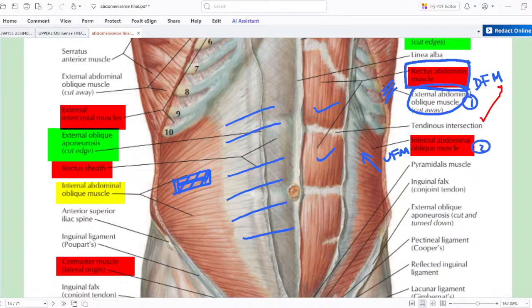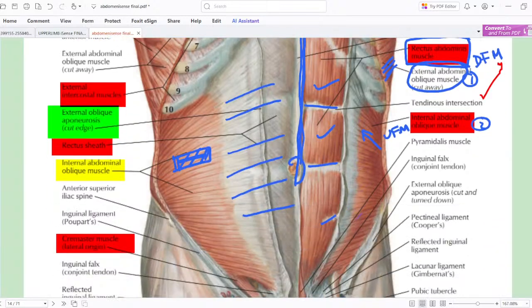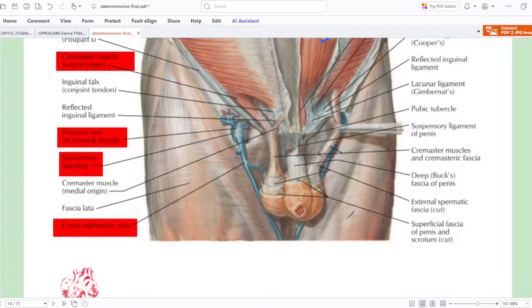Rectus abdominis and tendinous intersections. And linea semilunaris is in the margin. Linea alba center. It forms the edges, isn't it? Is it?